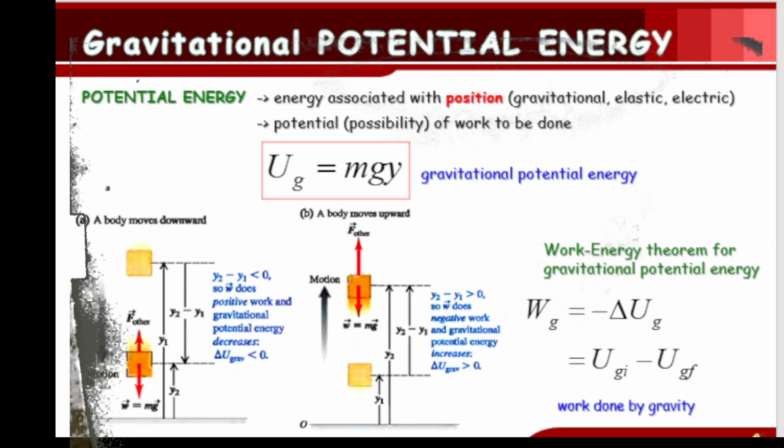Take note, if you can recall previously, the work energy theorem in terms of kinetic energy, we have change in kinetic energy, which is final minus initial. Here, the work done by gravity is initial minus final gravitational potential energy. So this is the work done by gravity.